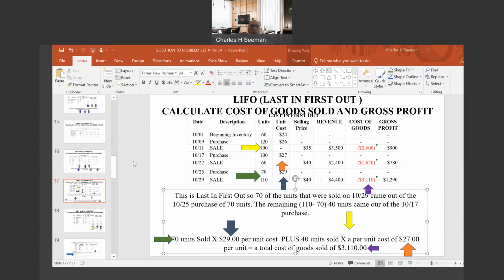So 70 units at $29 per unit cost $2,030. 40 units at $27 a piece equals $1,080. You add those two numbers together, you get $3,110.